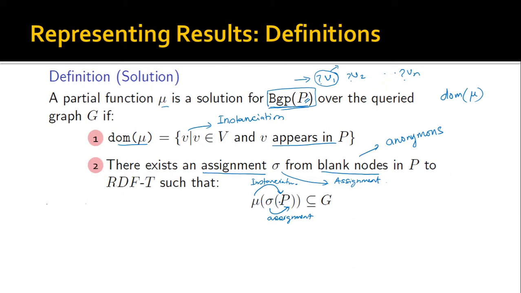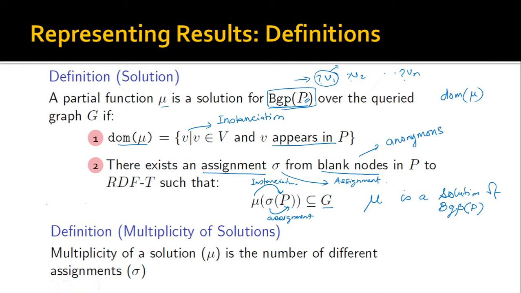Now if we do both these things and we see that the structure that we get out of this assignment followed by instantiation is a subgraph of G, then we say that mu is a solution of BGP, right? Or I'll not say capital GP because this is an operator. So I should write small g small p, right? So this is how we can define a solution, right?